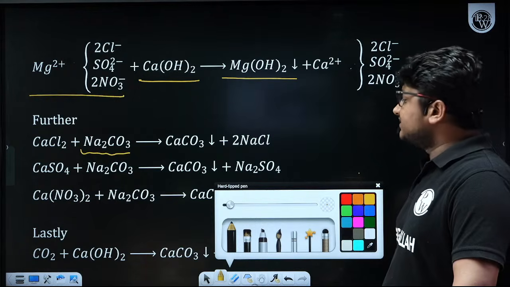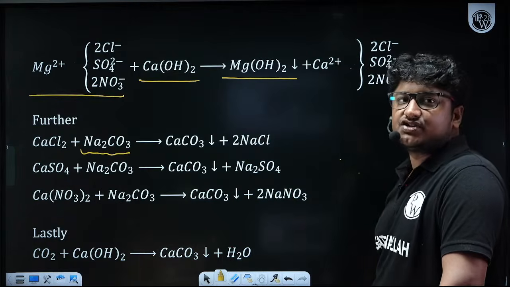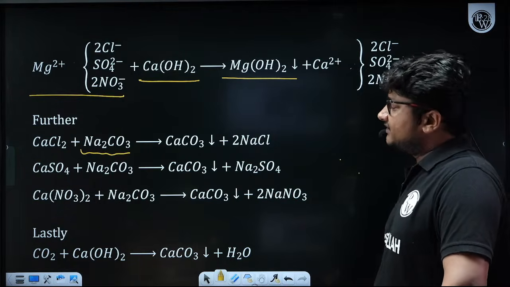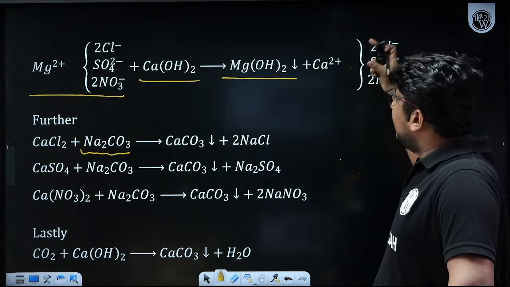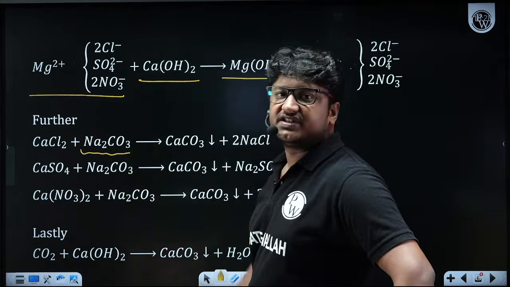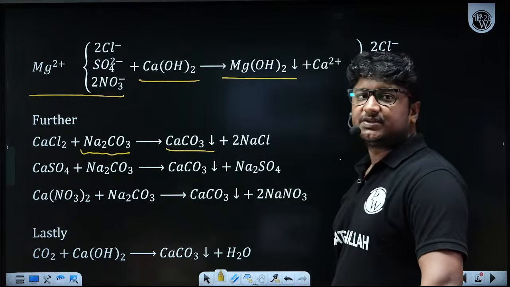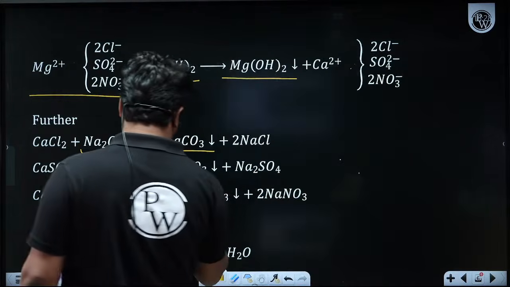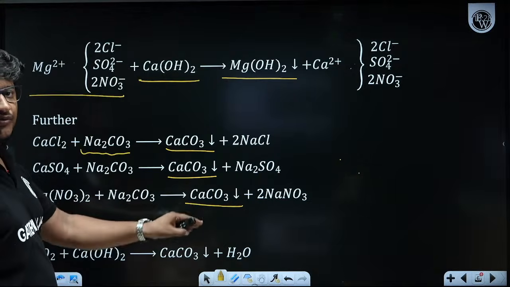Now the problem is not solved. Our intention is to completely remove the magnesium non-carbonate hardness, but it is converted into calcium non-carbonate hardness. Now this calcium non-carbonate hardness will react with soda ash, which is Na2CO3, and it will form CaCO3, which is again a precipitate that you can remove.